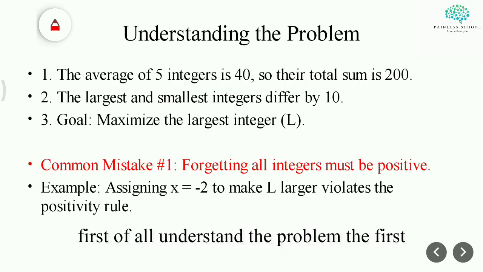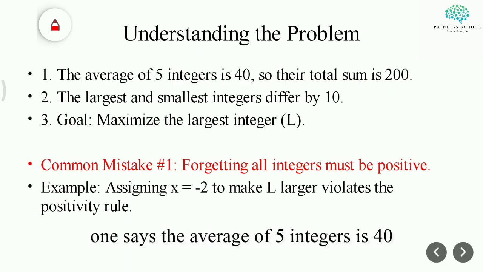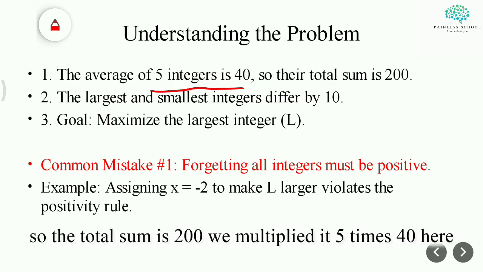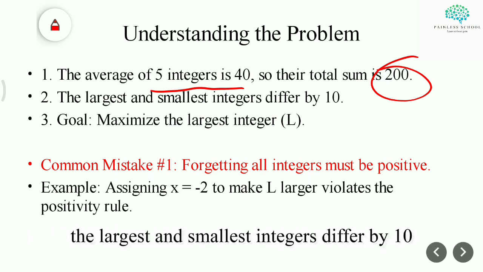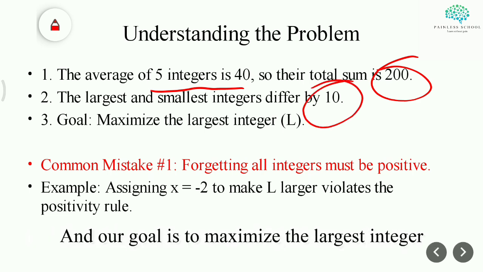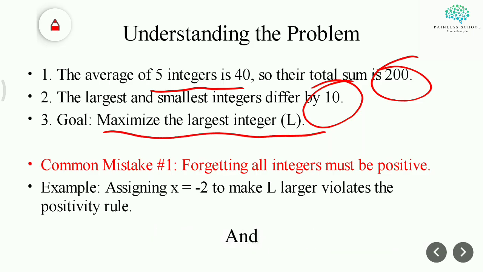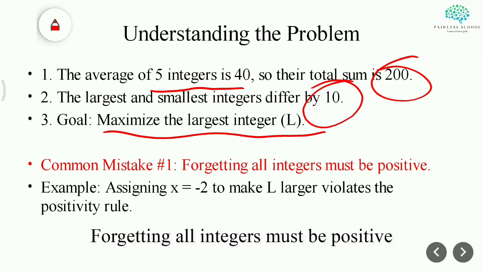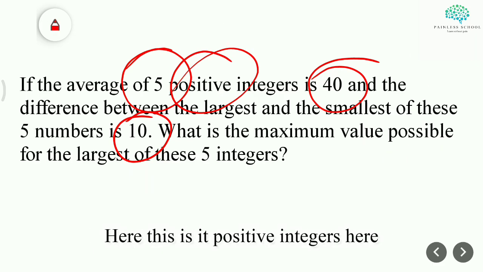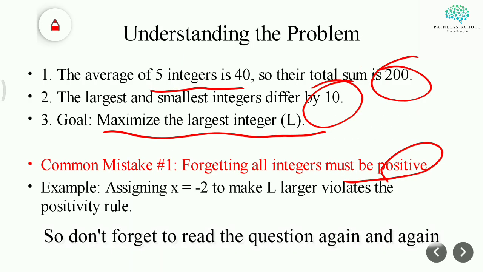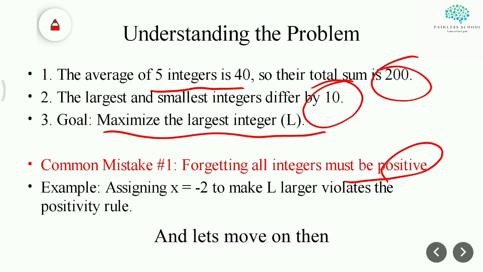First of all, understand the problem. The average of 5 integers is 40, so the total sum is 200, since we multiplied 5 times 40. The largest and smallest integers differ by 10, and our goal is to maximize the largest integer, L. A common mistake here is forgetting that all integers must be positive. They said positive integers, so don't forget to read the question again and again. Let's move on.